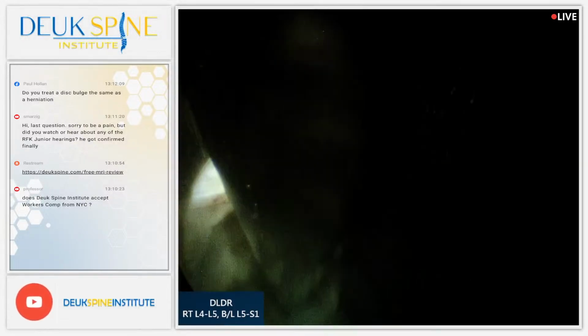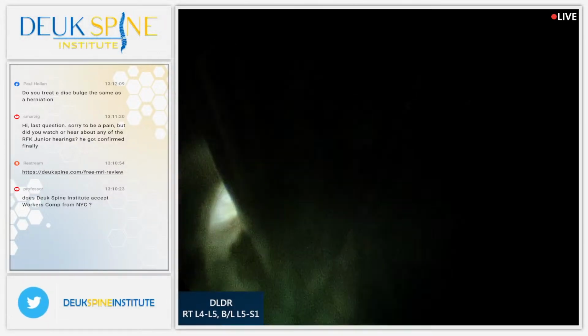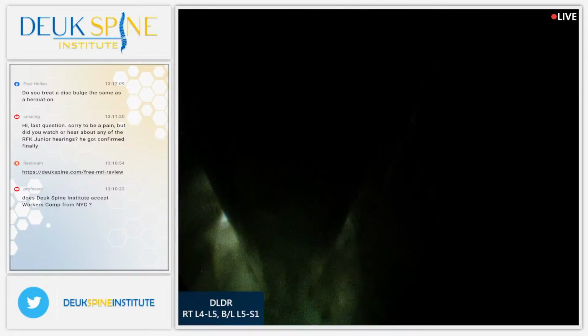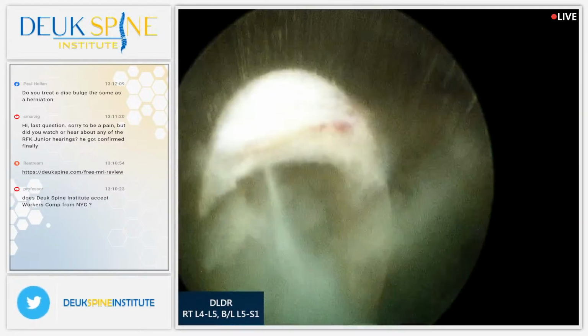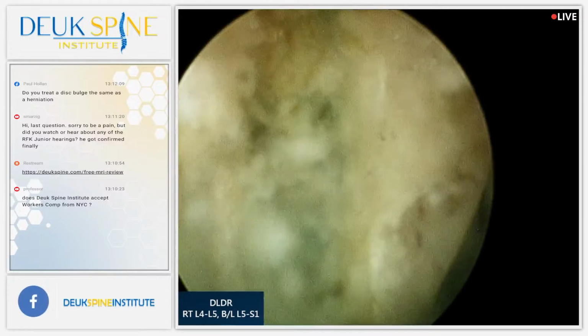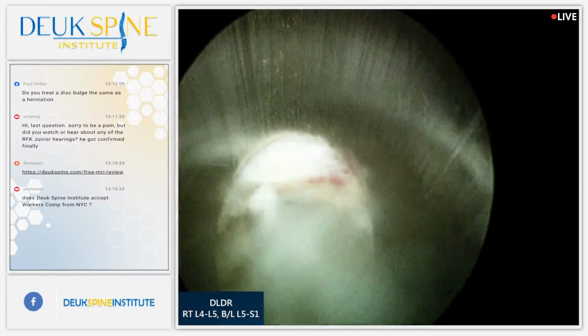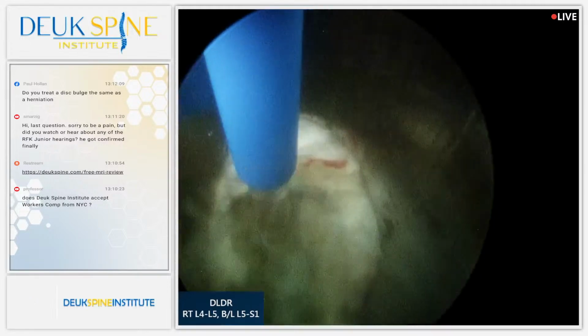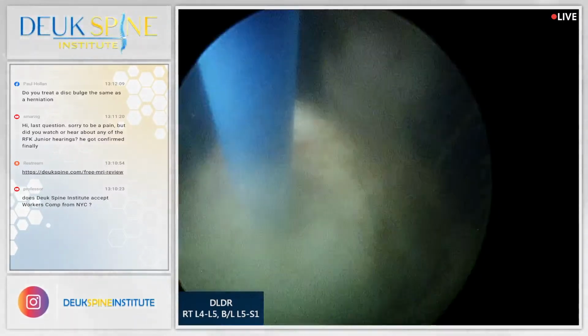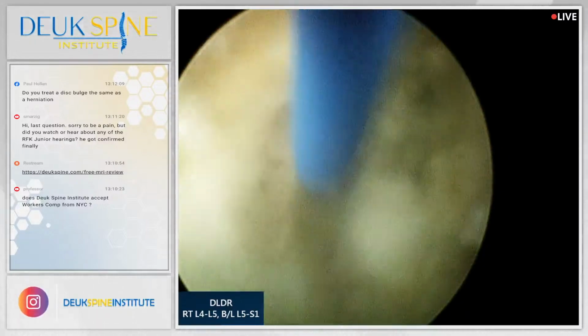and we would treat that, yes. We don't treat the MRI, we treat the patient. That's a very important thing to understand. You treat the patient, not the imaging. The imaging can guide you, but it does not tell you if a patient needs treatment or not. The patient will tell you.